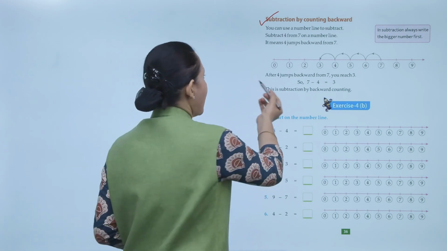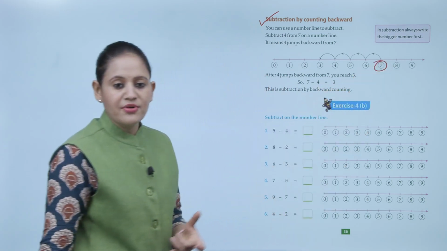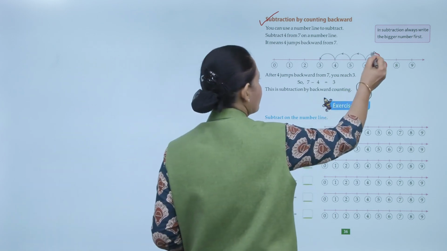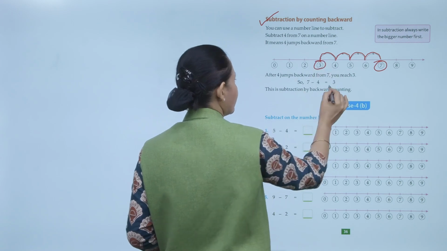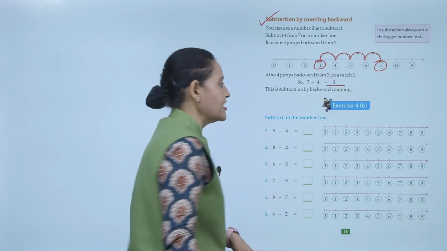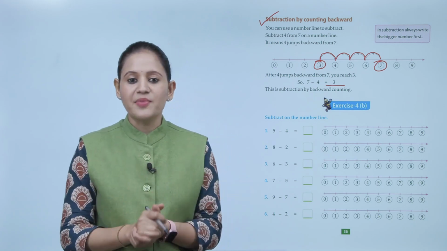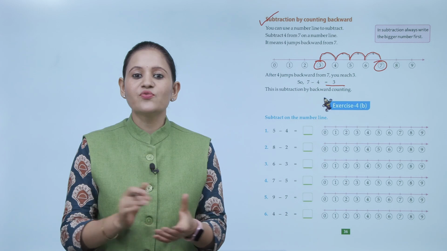So here is number 7. We have to jump 4 points backward, or 4 jump backward. So 1, 2, 3, 4. So we'll reach number 3. So 7 minus 4, that is 3. This is subtraction by backward counting. Next is exercise 4b.